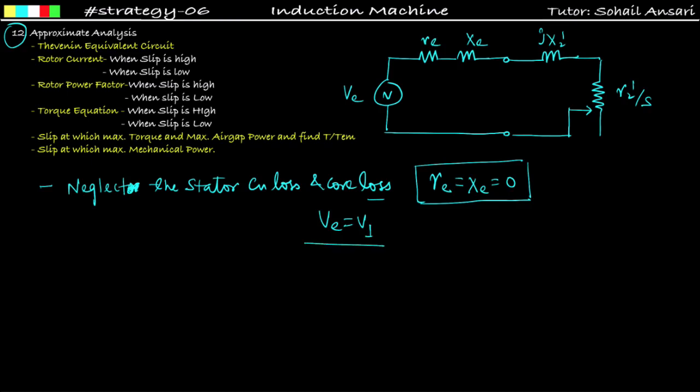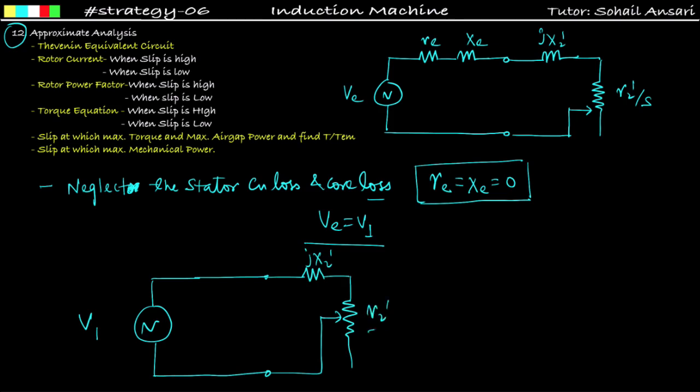See, the first point, the Thevenin equivalent circuit will become like this. The Thevenin equivalent circuit will have V equal to V1, and RE, XE are neglected, means they will be 0. Now this is jX2 dash and this is R2 dash upon S. So this is the Thevenin equivalent circuit while doing approximate analysis. We have to neglect the stator copper loss and core loss in order to find the approximate Thevenin equivalent circuit.